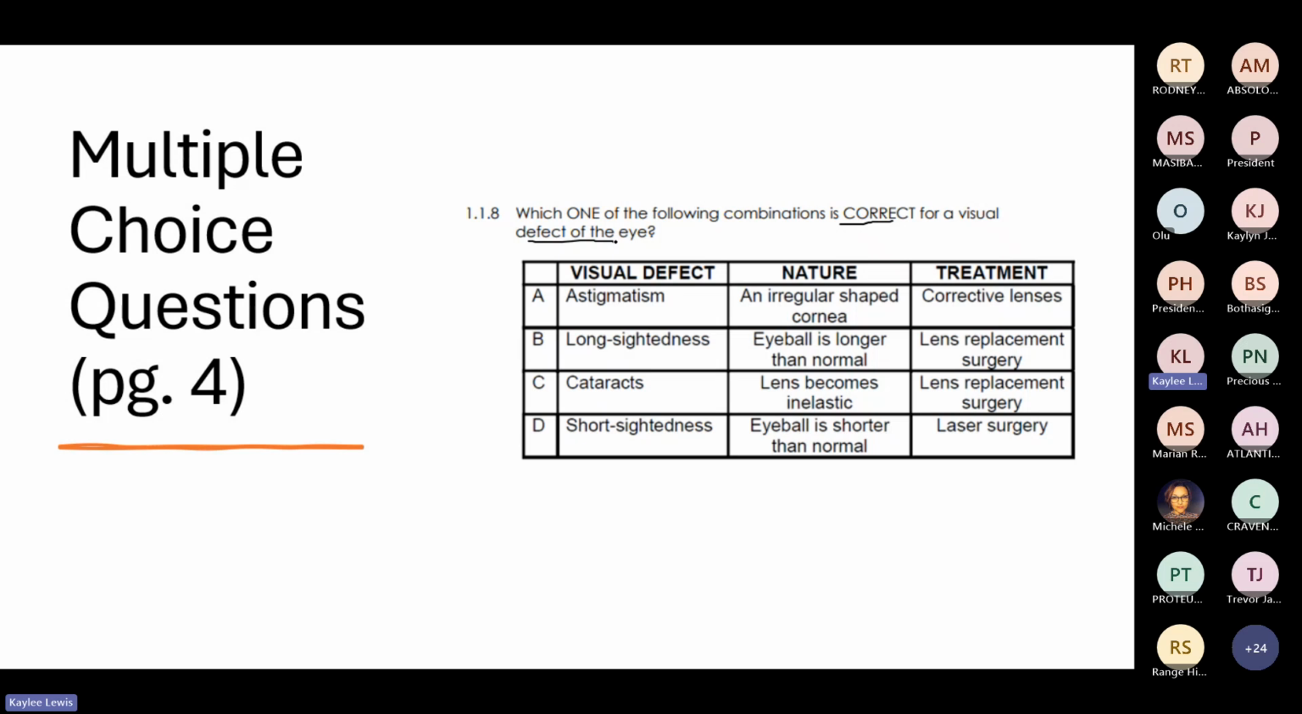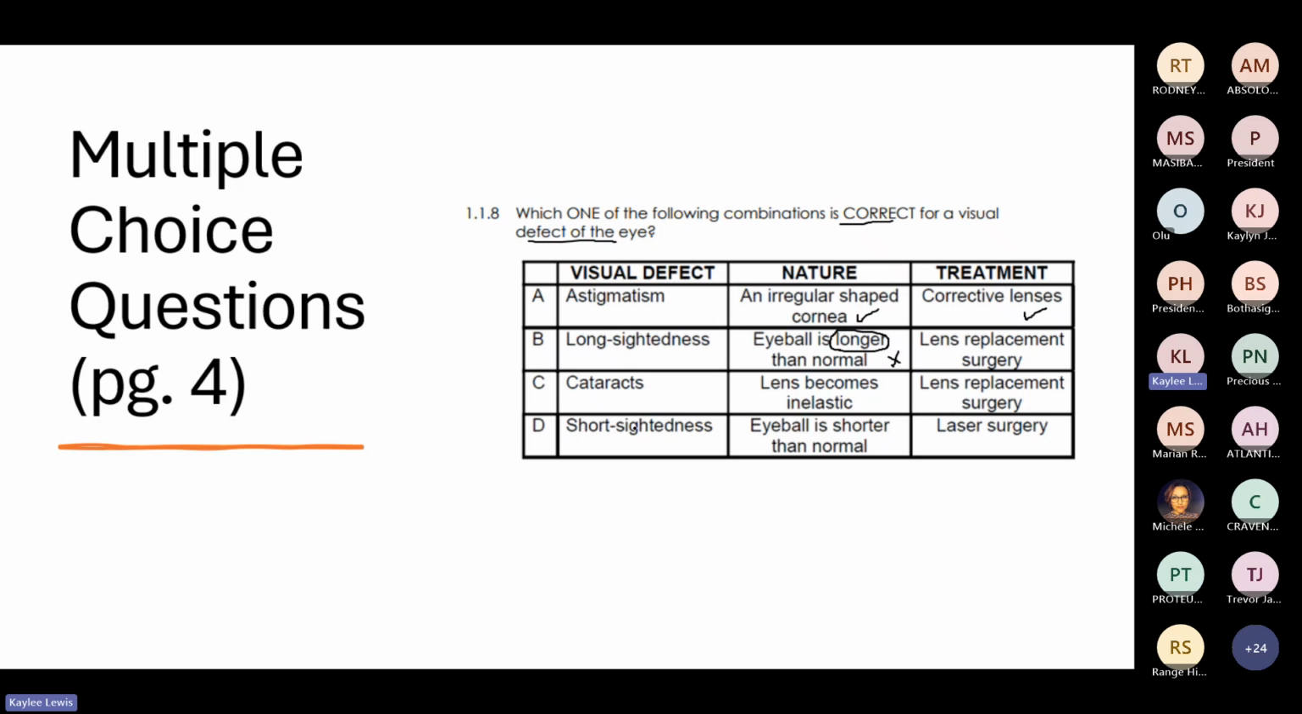Okay, so let's look at the possible answers here. So the first one is astigmatism. So astigmatism, it is shaped by an irregular cornea or lens, so that would be correct, and that you can treat it with corrective lenses. That is right. And then we look at long-sightedness. So long-sightedness means you can see far, but you can't see close. And they say eyeball is longer than normal. And that's not correct. That longer should be shorter than normal. So then I know this one's wrong and that can't be an answer.